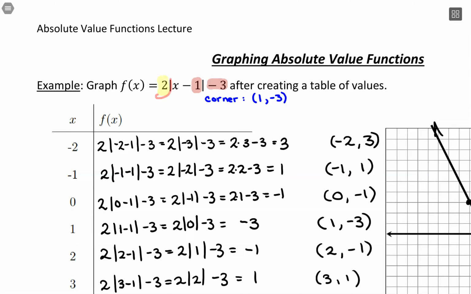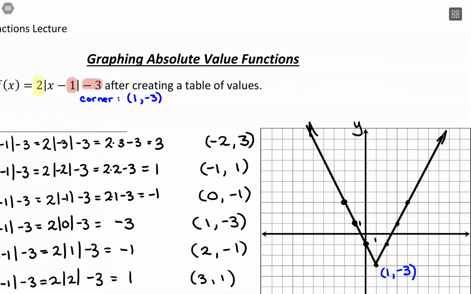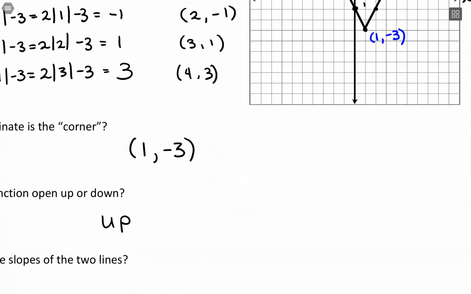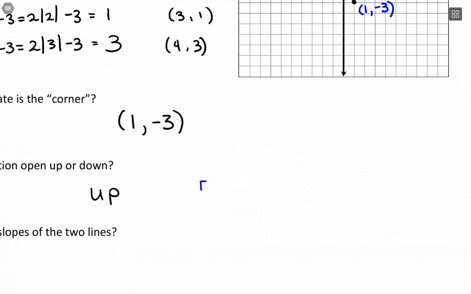If that 2 was a negative 2, then we'd have that same corner, but our graph would be opening downward. So this is because 2 is positive.